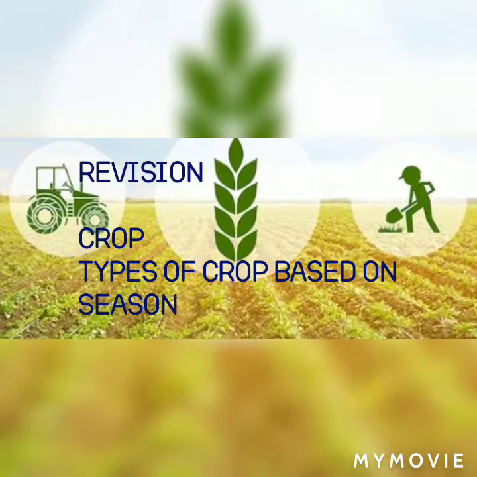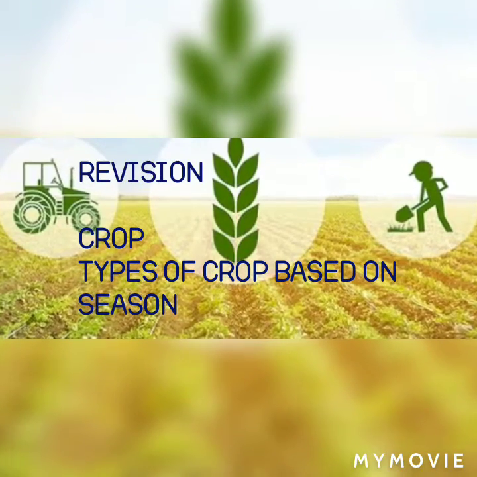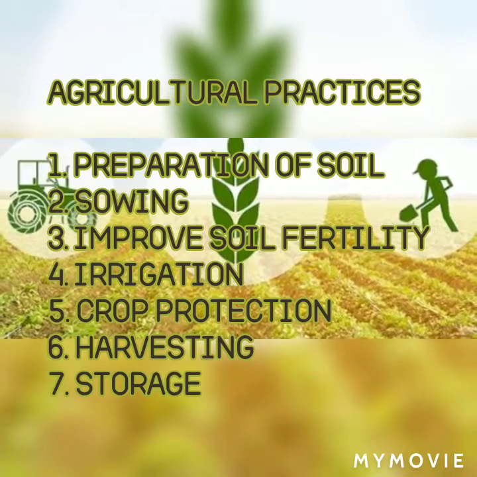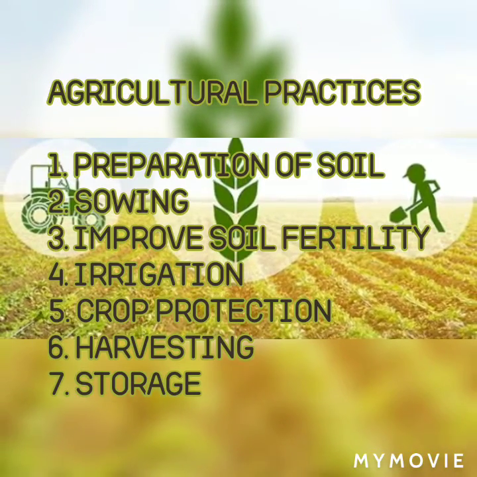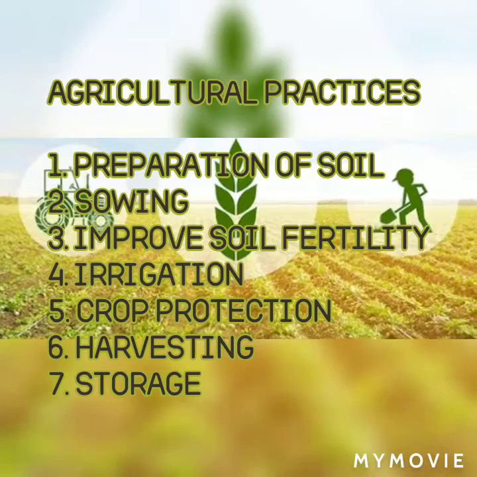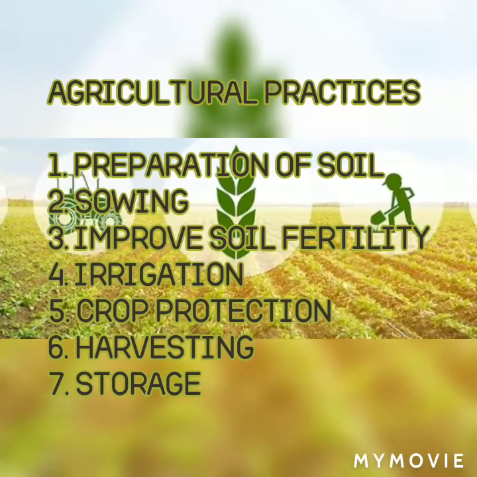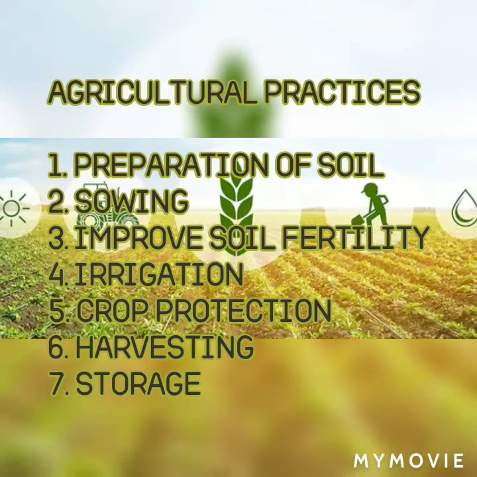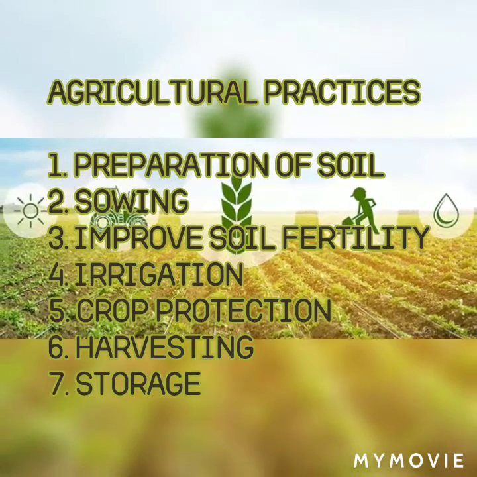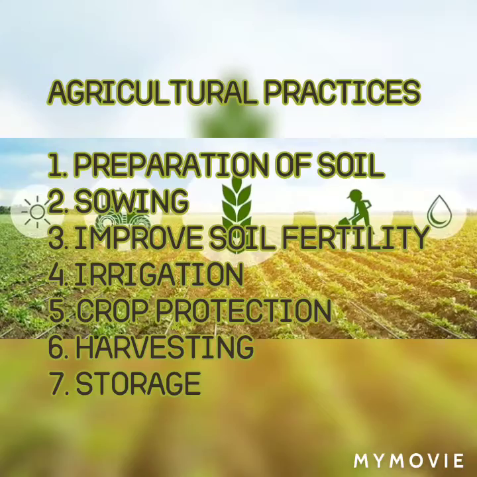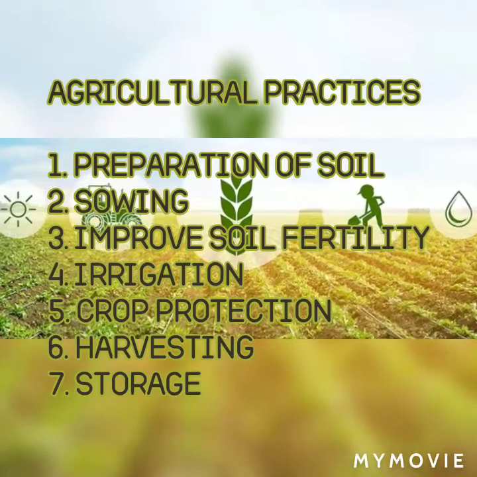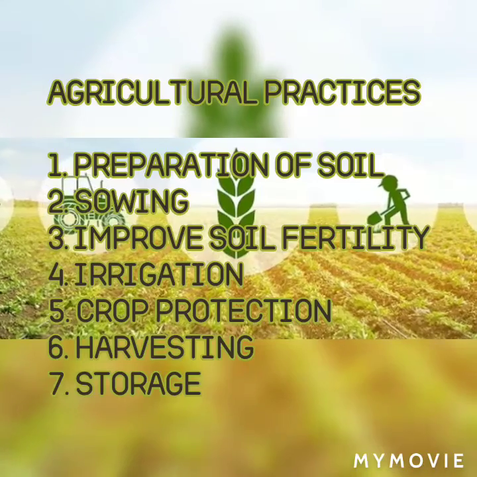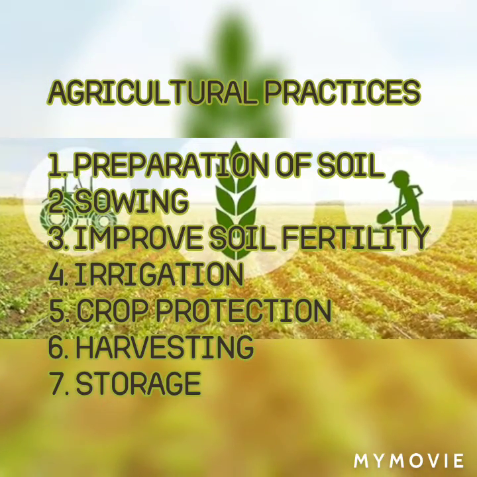We also listed out various agricultural practices. What are the agricultural practices we listed out? Preparation of soil, sowing of seeds, improving soil fertility, irrigation, crop protection, harvesting and storage. Right? So this is what we had done in the previous class.